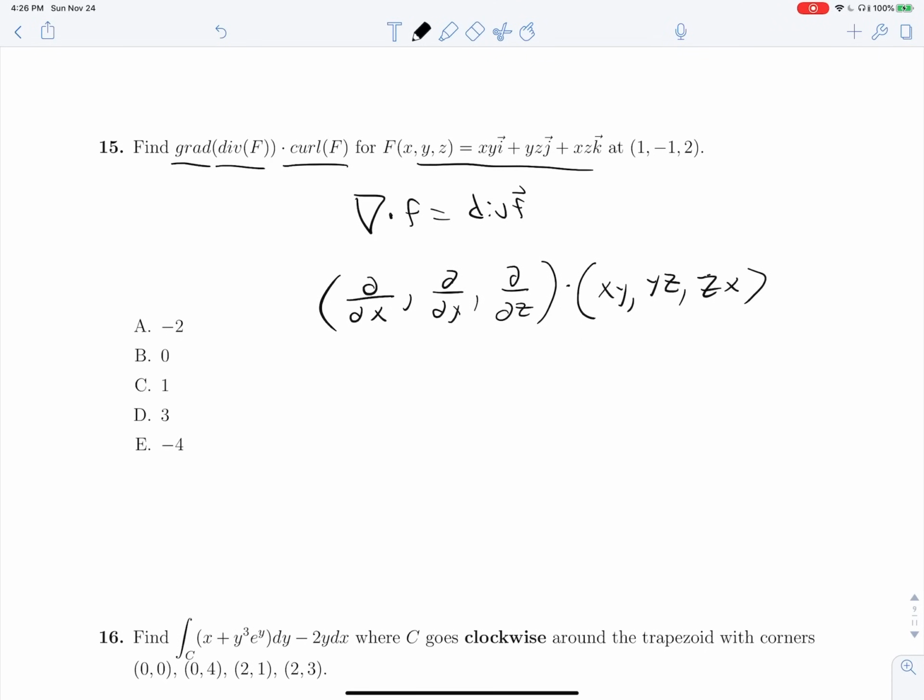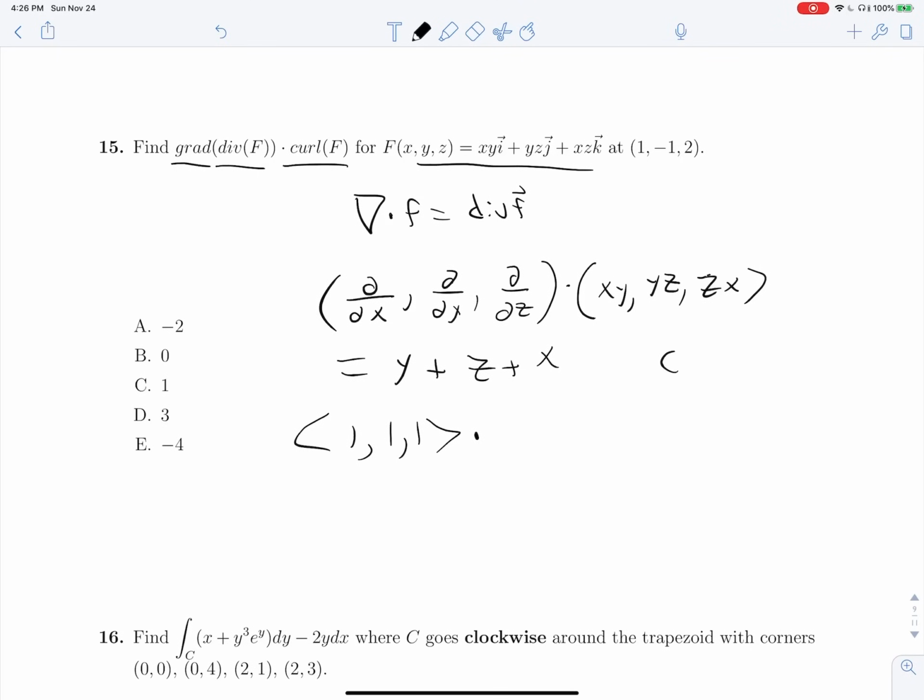And going through all the motions on this, we will get y plus z plus x. Perfect. Okay, what's our gradient of this going to be? Well, we know how to take a gradient, that's just going to be 1, 1, 1. So there's our first half, and now we just have to dot this with the curl of f.